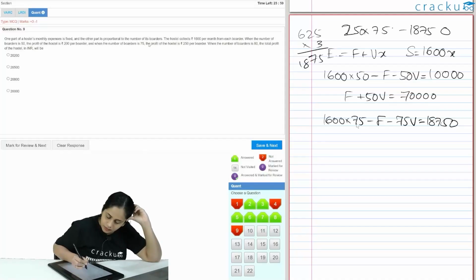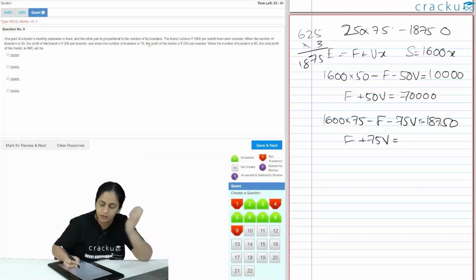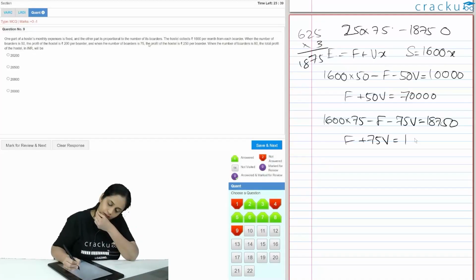This is 20 into 3, right? So 3 by, this is 8,000. This will be 12,000. No, 80,000. So this will be 1,20,000. So F plus 75V is equal to 1 lakh 20,000 minus 18,750.